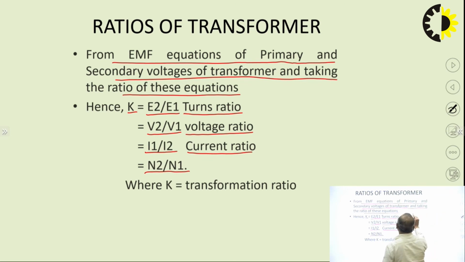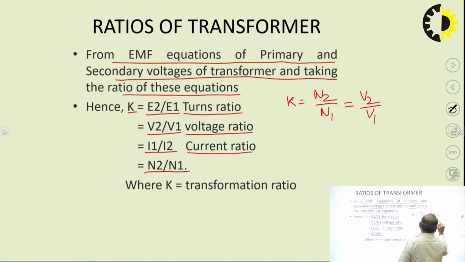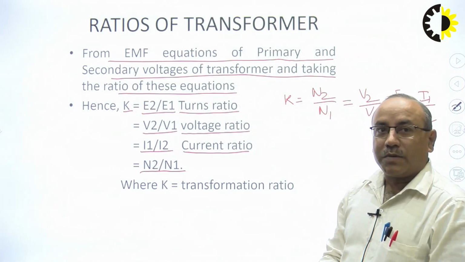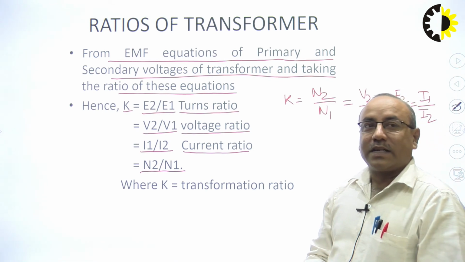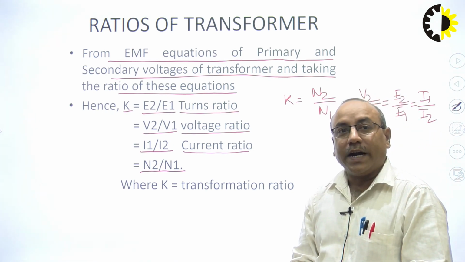So, we can write the equation K equal to N2 upon N1, which is equal to V2 upon V1, which is equal to E2 upon E1, and that is equal to I1 upon I2. So, this is the ratio equation for a transformer. This is all about this transformer, and in the next lecture we will be discussing the ideal transformer.